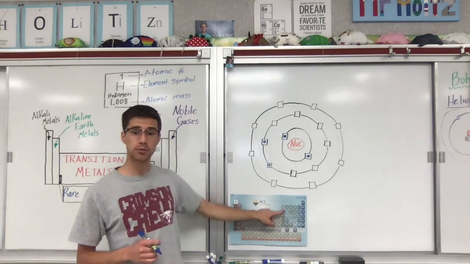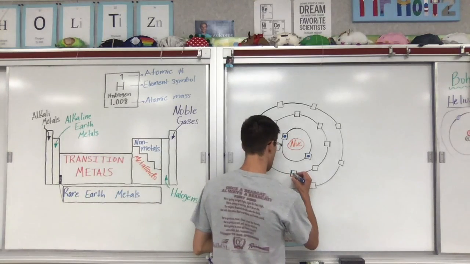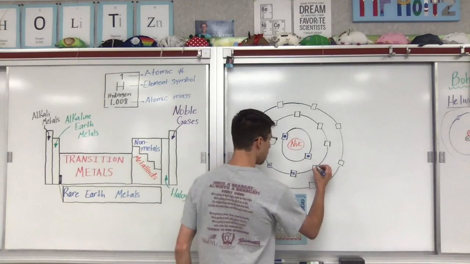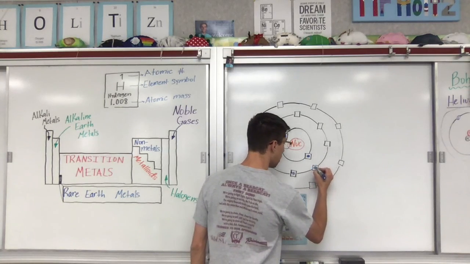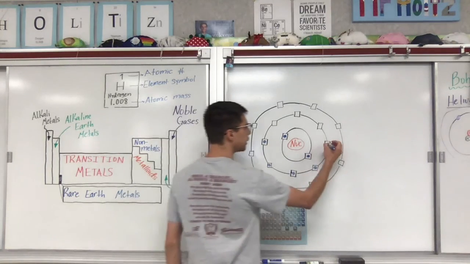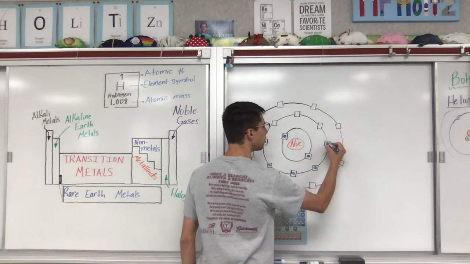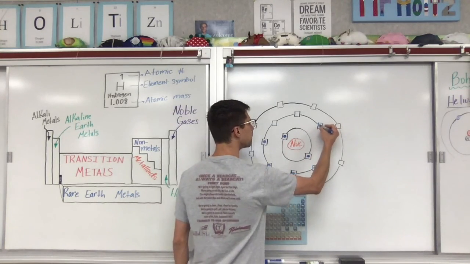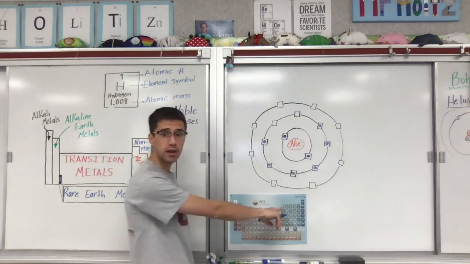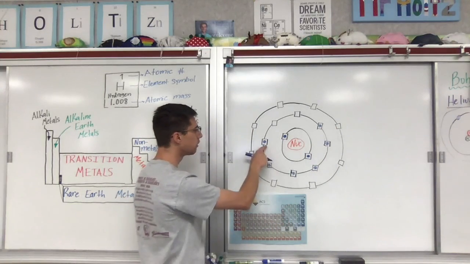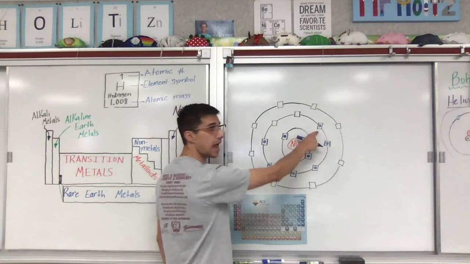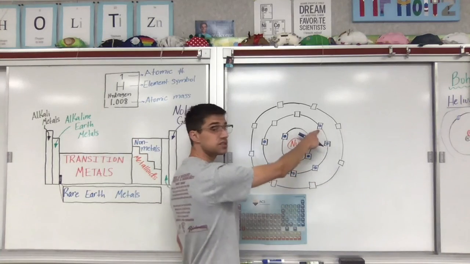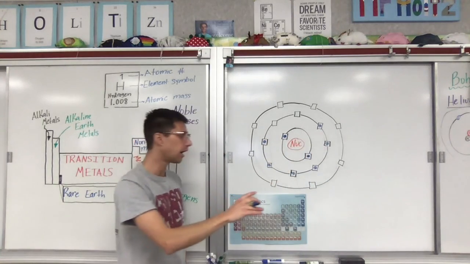Now the next element, element number 5, is boron. I'll add another electron for boron. The next element after that is carbon. So I'll add another electron for carbon. After that, we have nitrogen. So another electron for nitrogen. Another electron for oxygen, which is the next element. So if we look at oxygen, oxygen's element 8, and we have 1, 2, 3, 4, 5, 6, 7, 8 electrons. But keep in mind, only 1, 2, 3, 4, 5, 6 of them are valence electrons, all right?